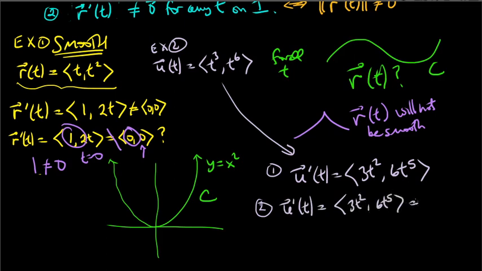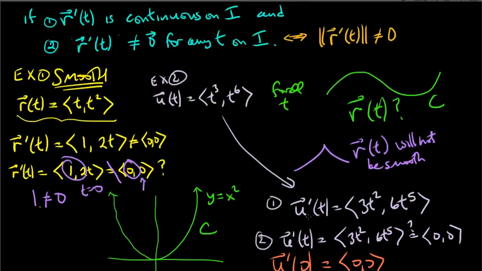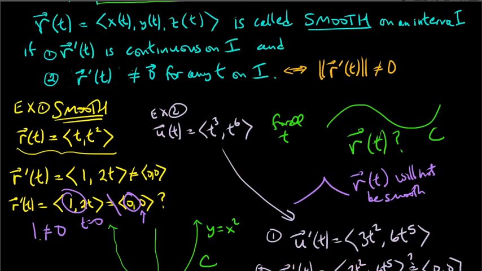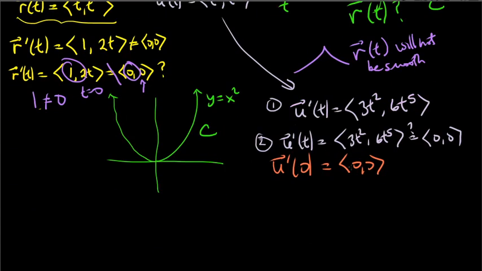For any value of t, is this equal to 0, 0? Of course, absolutely. When t is 0, u prime of 0 is equal to 0, 0. But that violates the second condition, right? The second condition is that the derivative can never be 0, but it is. So yeah, u, this vector valued function, is not smooth.